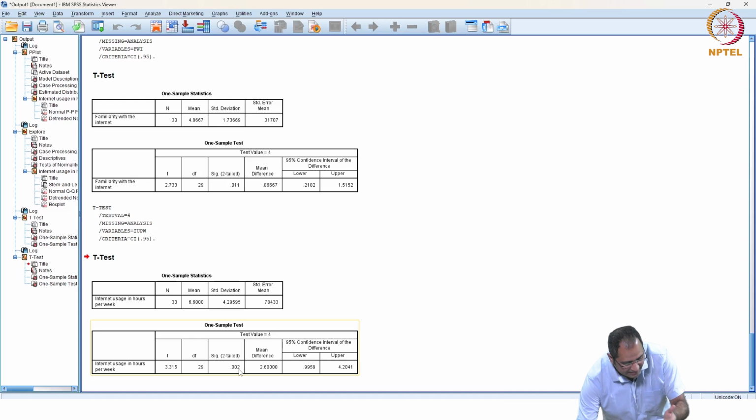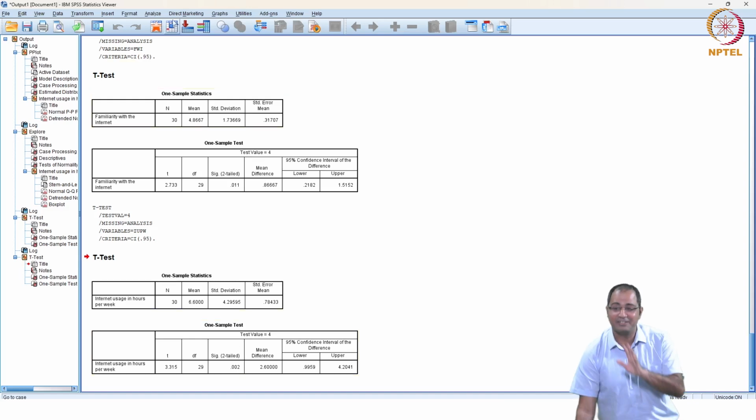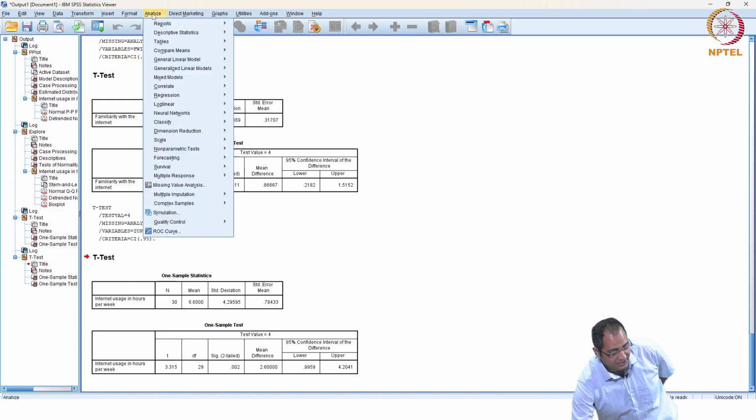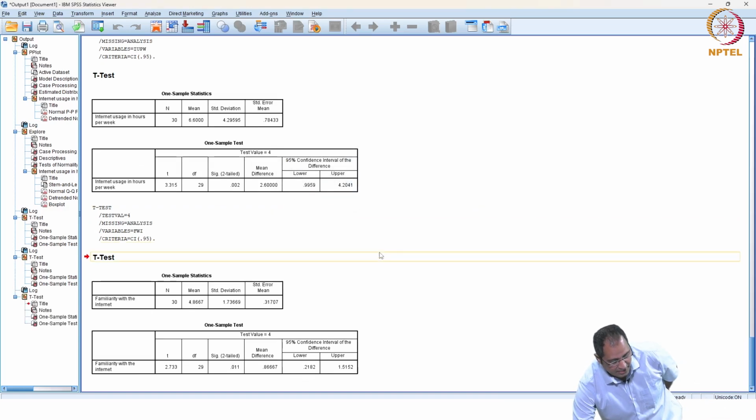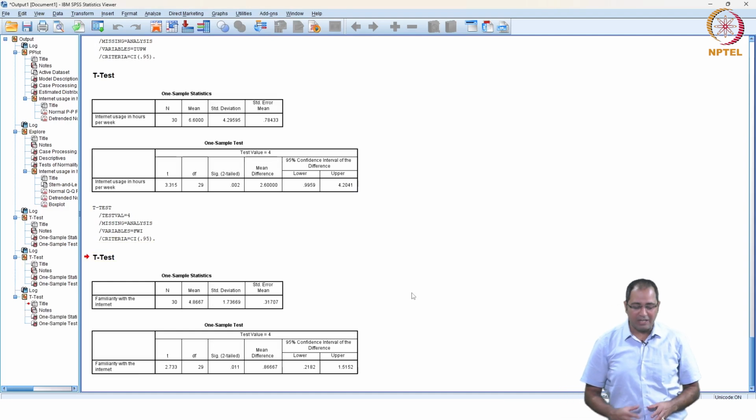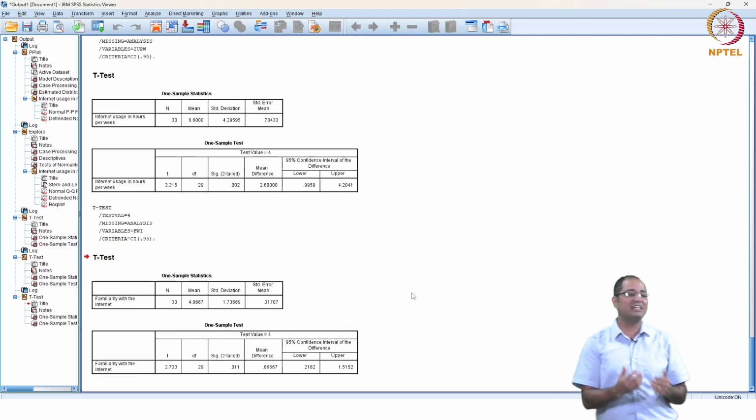Oh sorry, I did it with internet usage. I have to do it with familiarity. Sorry. Previously, familiarity 4, and okay. Yeah, so we are getting 0.011. Again, it is less than 0.05.